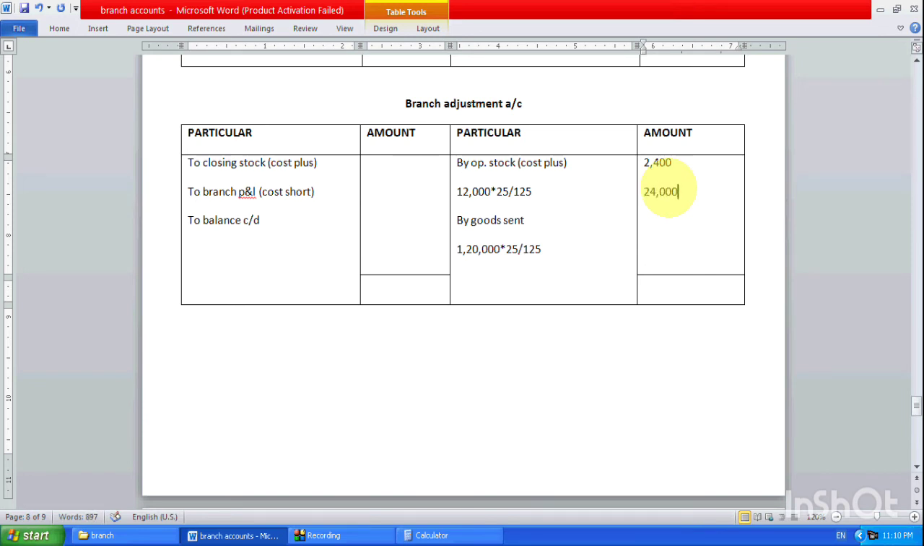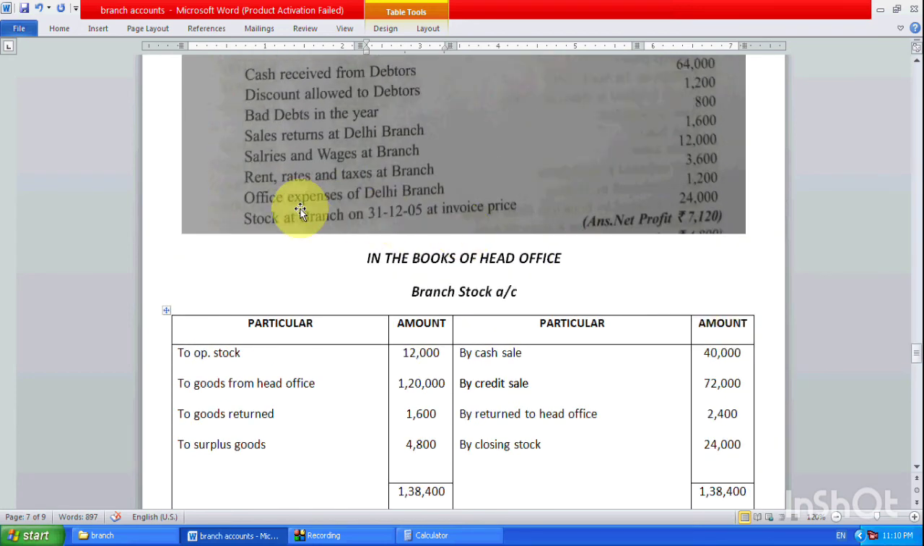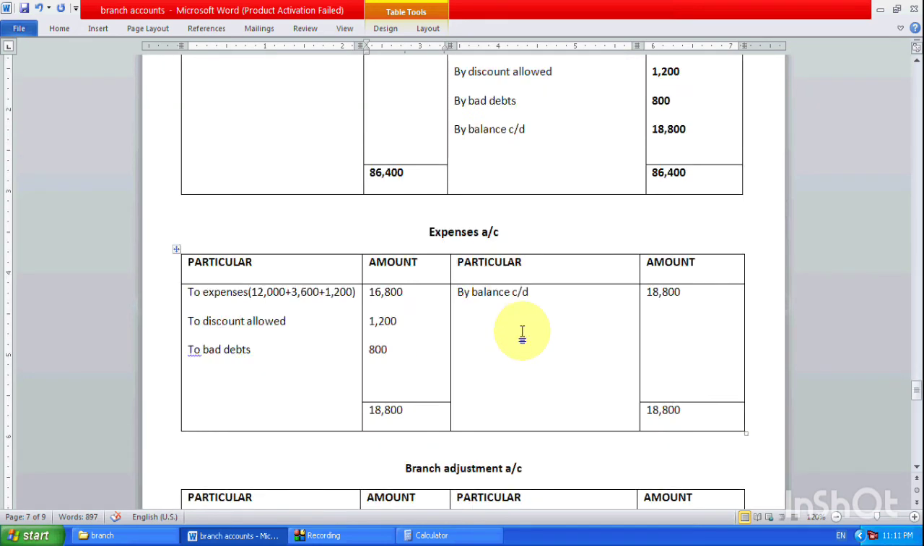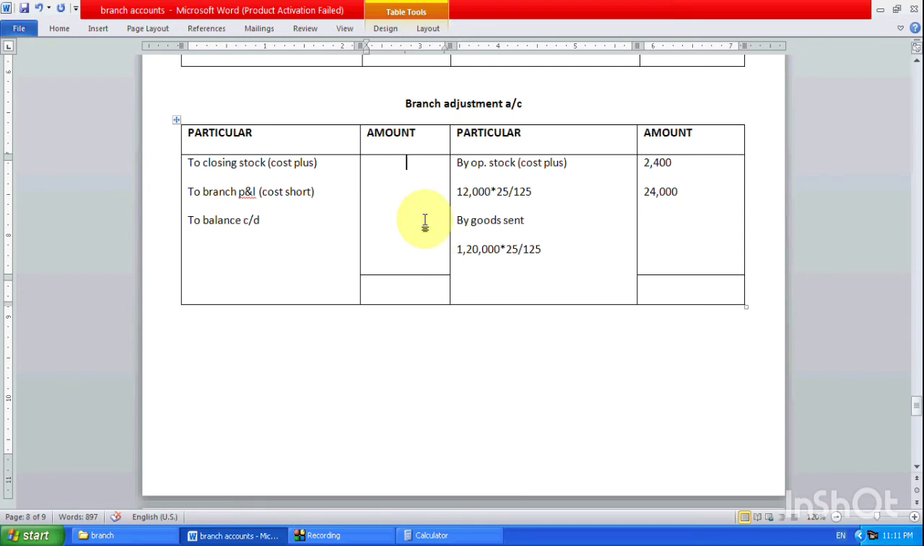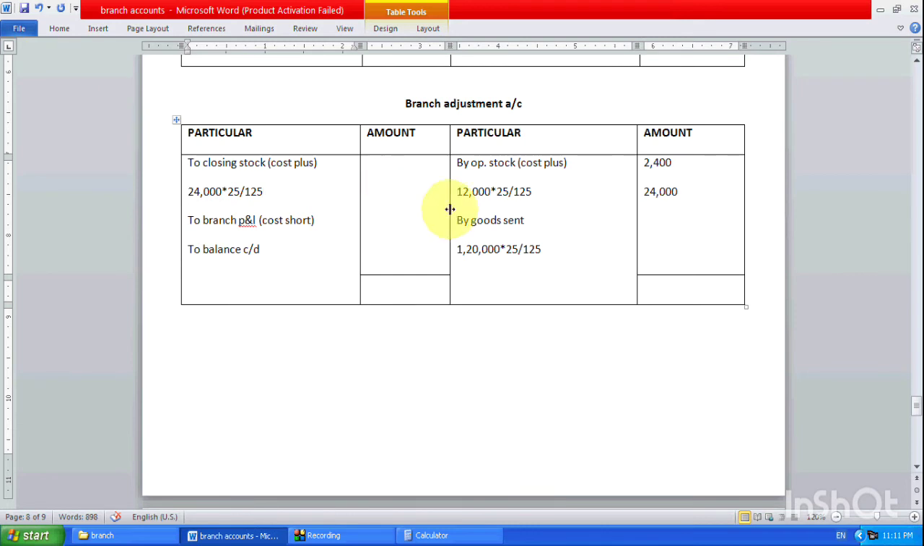Okay, now here it is given 24,000. So now we have to take closing stock. Cost plus on closing stock, 24,000 is a closing stock. On that amount we have to separate the cost plus amount. Here 24,000 into 25 divided by 125. So how much amount are we getting? 4,800 we are getting. 4,800 is the extra cost plus amount added to closing stock.